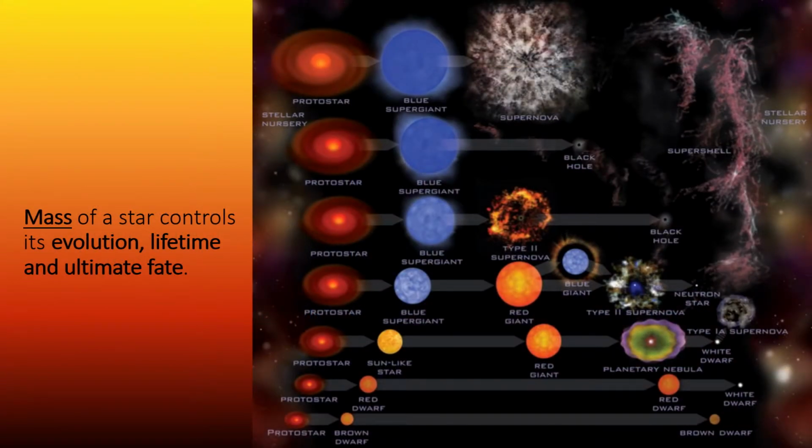Now, mass is going to control the evolution, lifetime, and the ultimate fate of all of our stars. And we can see on this diagram, this little protostar down here has a very low mass. It's only going to become what we call a brown dwarf. This one has a little bit more mass. It's going to become a red dwarf. Even more mass, it becomes a sun like ours. Even more mass, it becomes what we call a blue supergiant, and on and on.